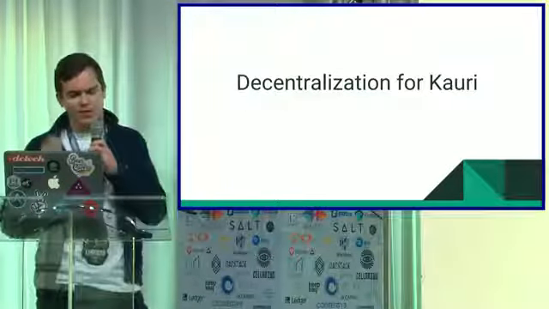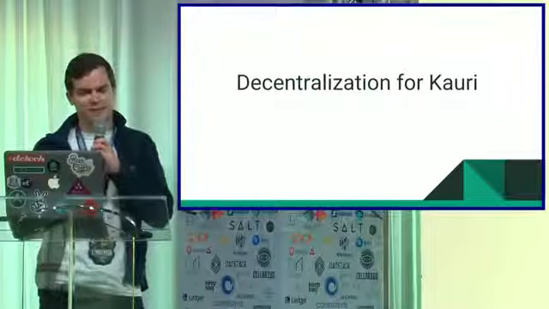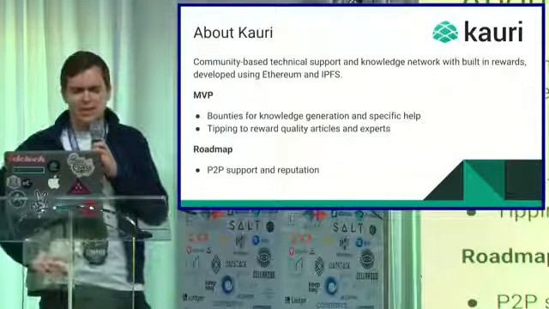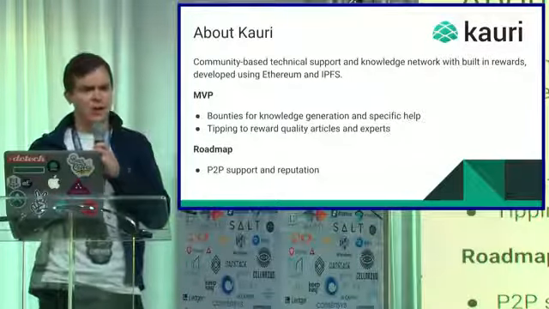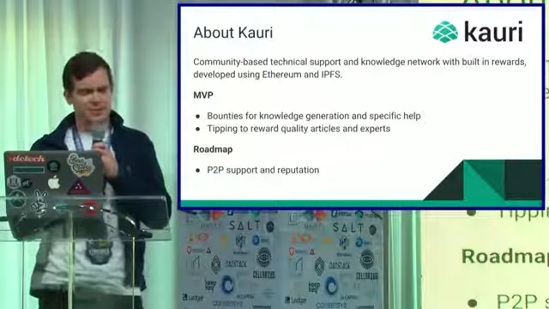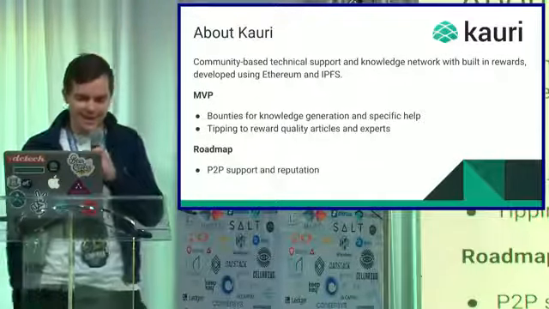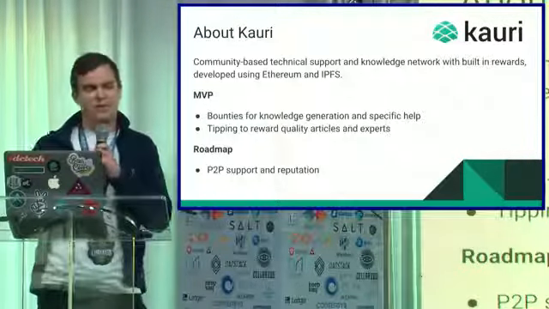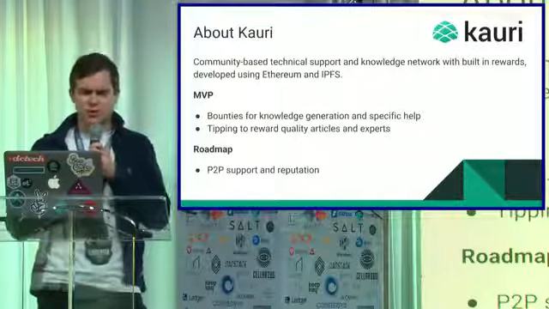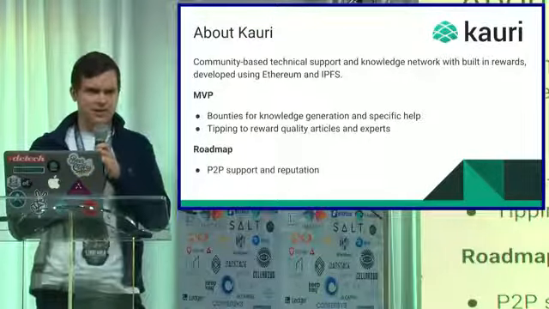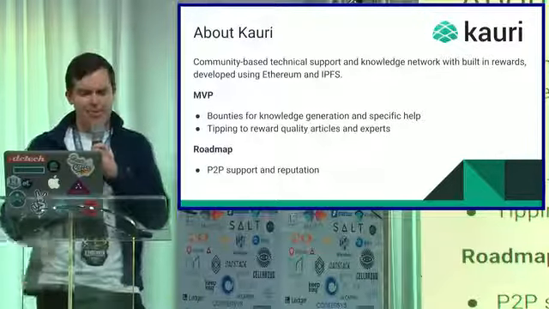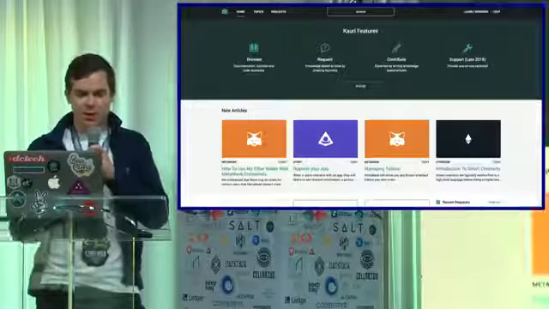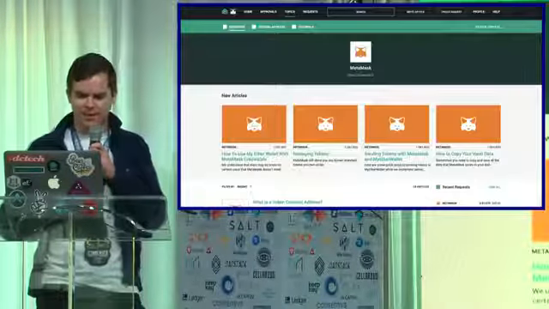Moving on from that, we then were thinking, okay, these are the options available. What does decentralization mean for our project? To give you a bit of context of what it is that we're building: we're building a community-based technical support and knowledge network with a built-in incentivization system, and all of this is going to be built on top of Ethereum and IPFS, and we'll get to that in a second. The MVP version is basically going to be a bounty system to incentivize the creation of tutorials and how-to articles around different topics in the ecosystem, specifically technical implementations and libraries, and then tipping to reward the authors and the experts who have created this content. Here are just a couple of screenshots of the project we've been working on.